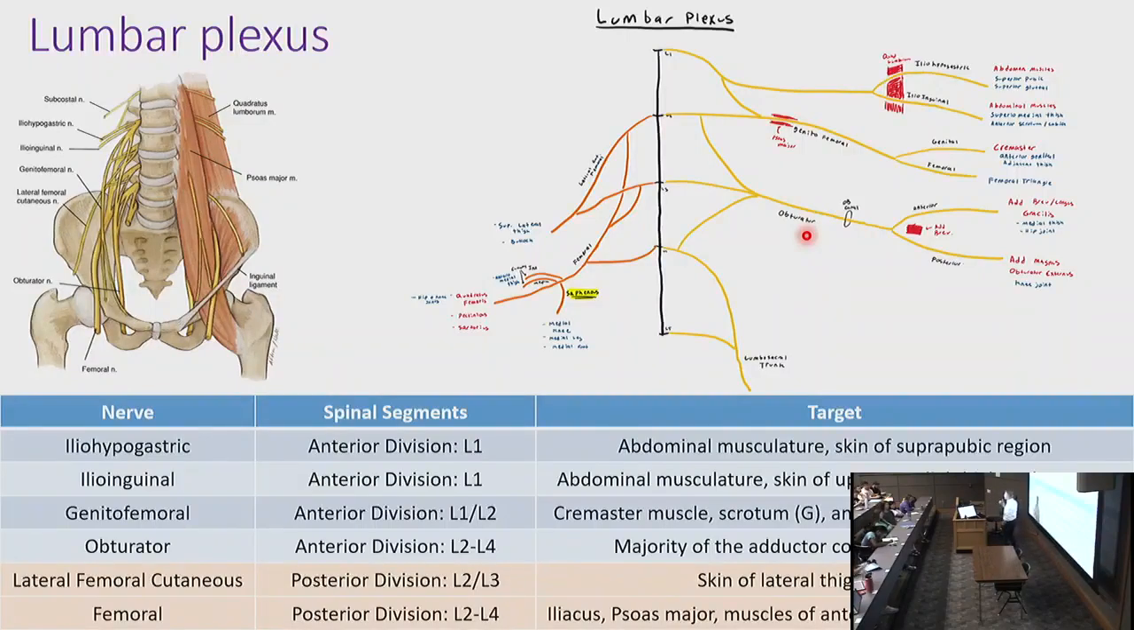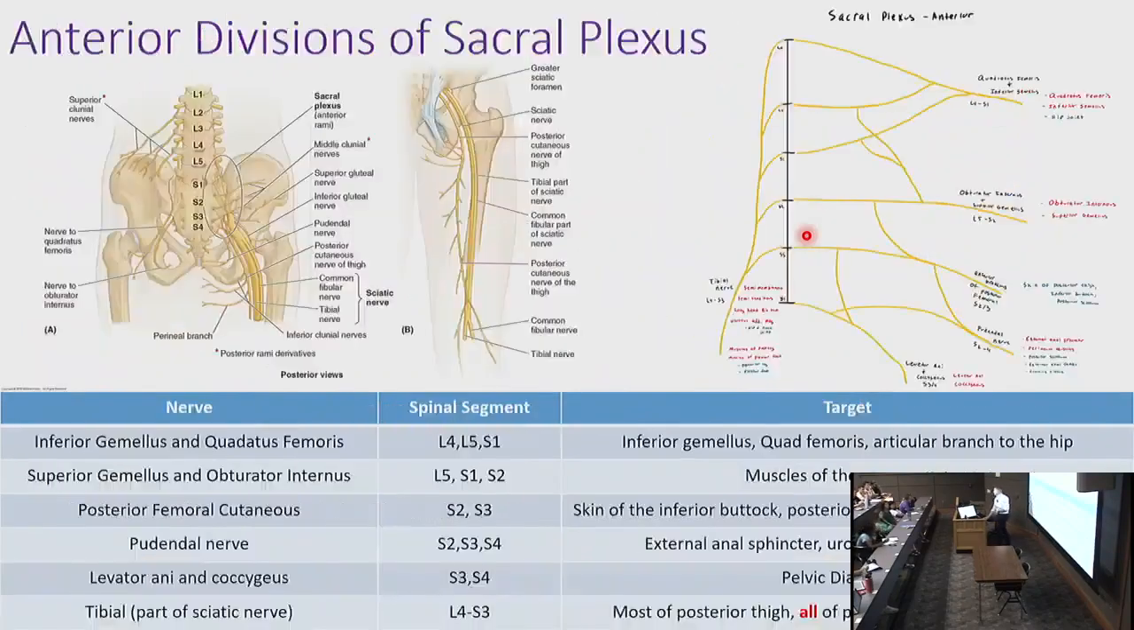Femoral nerve we'll see again when we talk about the anterior part of the thigh. But that's going to do the iliacus, psoas major, and pretty much all of the anterior thigh muscles, along with giving off some cutaneous branches. Right? So when we look at the femoral nerve, you've seen this in lab already, it branches like crazy right when it's coming into the femoral triangle. Okay? So that is our lumbar plexus.